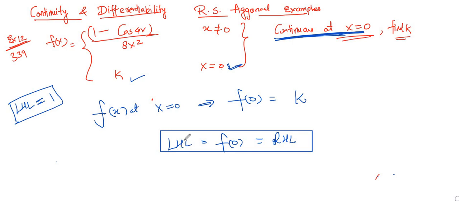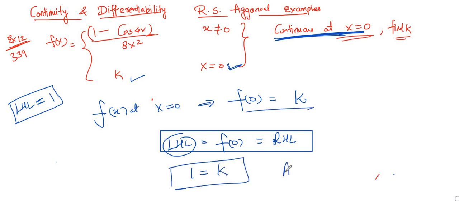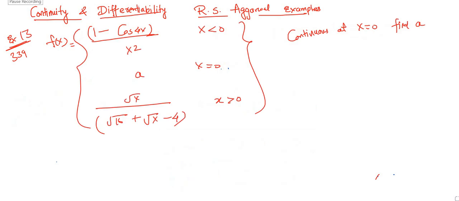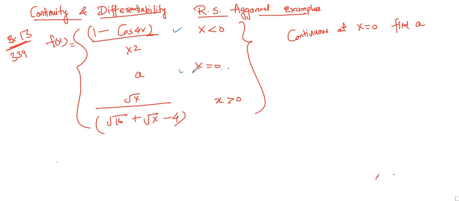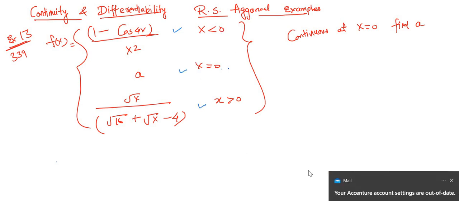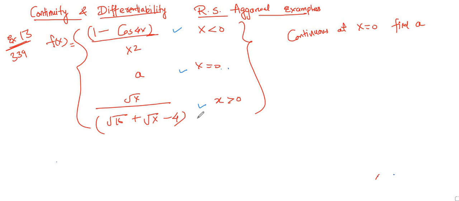So can I say LHL is 1 and f0 is k? So this is my answer. So we don't have to calculate RHL here by chance, and we got our answer. Next question. This is example 13 on page number 339. It says fx has three values: when x is less than 0, when x is 0, and when x is more than 0. So we are supposed to find a if the function is continuous at x is equal to 0.